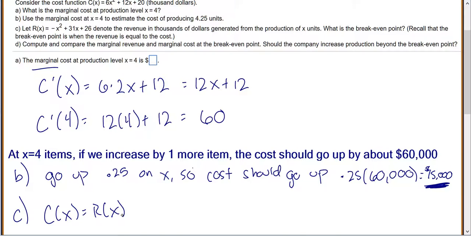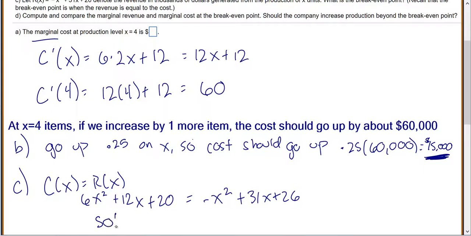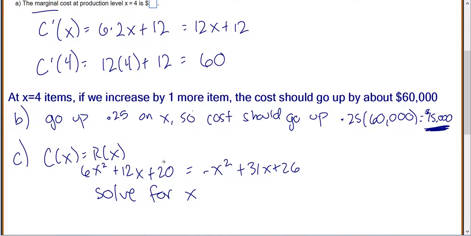So this is non-calculus. This is just take these two functions, set them equal to each other. So 6x squared plus 12x plus 20 equals negative x squared plus 31x plus 26, and let's solve for x. Okay. You can do this on your own. Just move everything over to one side, use the quadratic equation, or plug it into a calculator or something.